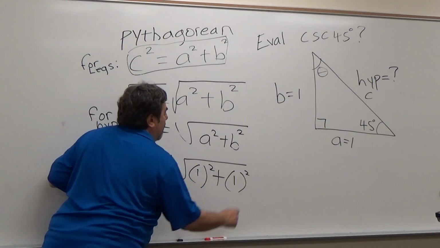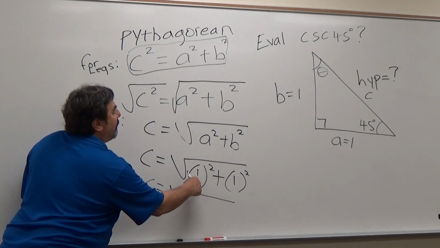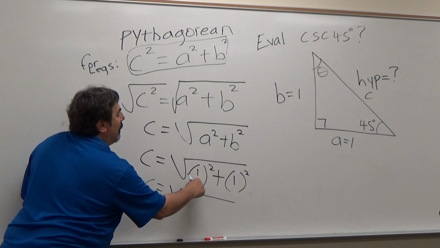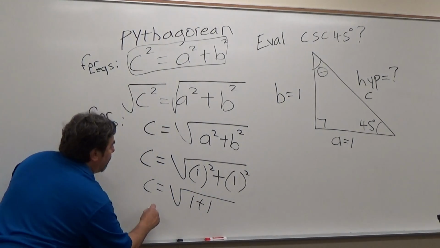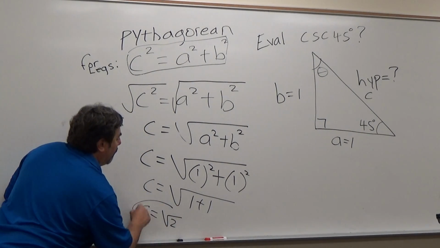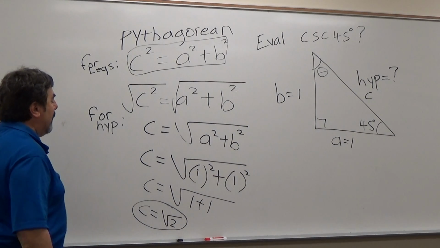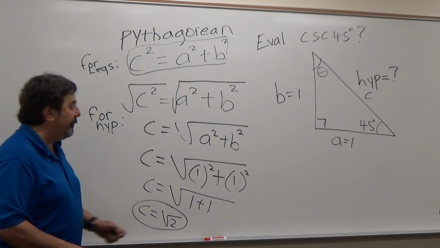1. What number should I plug in for b? 1. Good. Now, we end up with c equals, what is 1 squared? 1 times 1 is 1, plus 1 squared, which is also 1. And so we get c is equal to the square root of what number? 2. There you go. So there's our hypotenuse. It's got a square root in it, but that's okay. If it can't be reduced, we leave it.